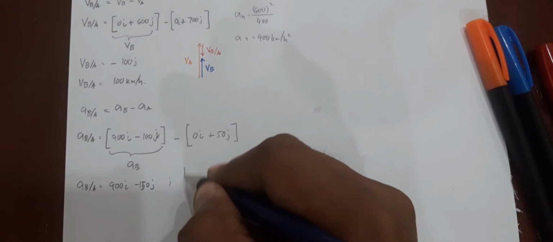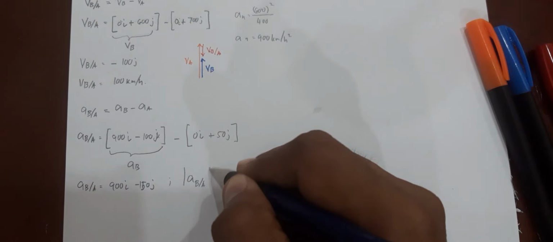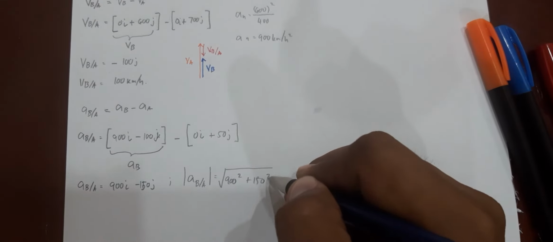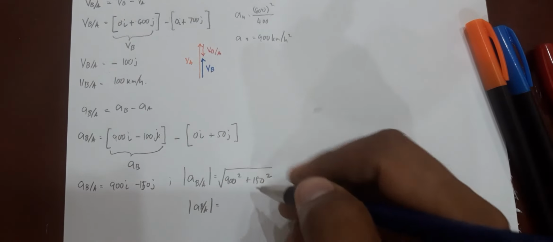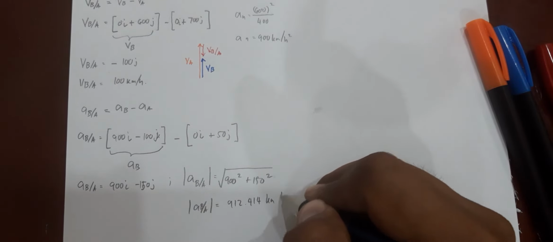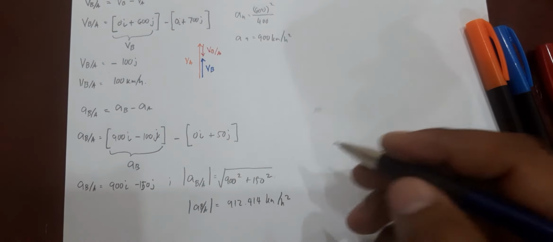Now, to calculate the magnitude, you simply get the absolute value of the acceleration of B relative to A. That would be the square root of 900 squared plus 150 squared, which gives you an absolute value of the acceleration of B relative to A equivalent to 912.414 kilometers per square hour.